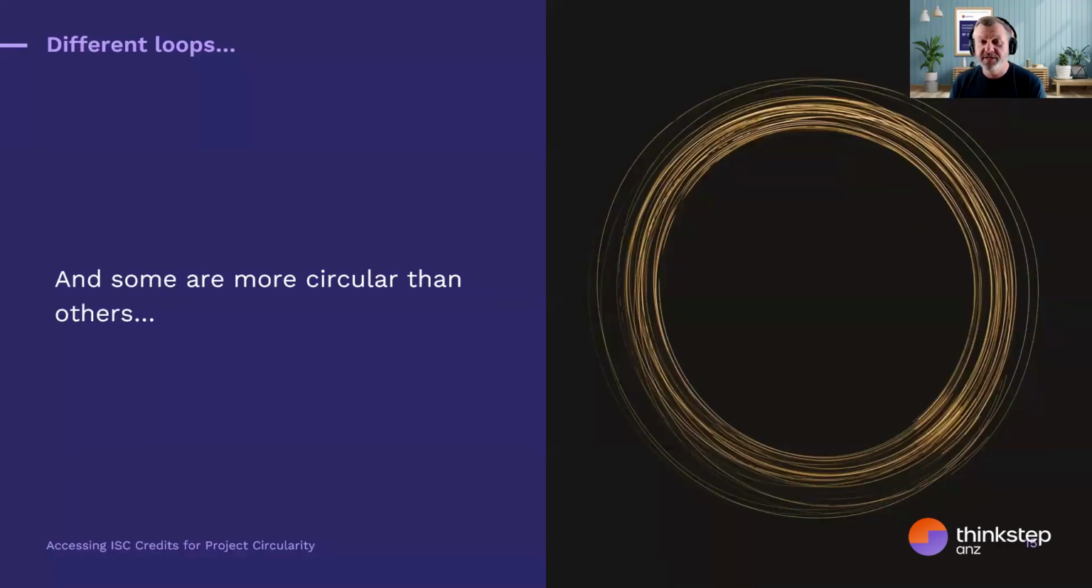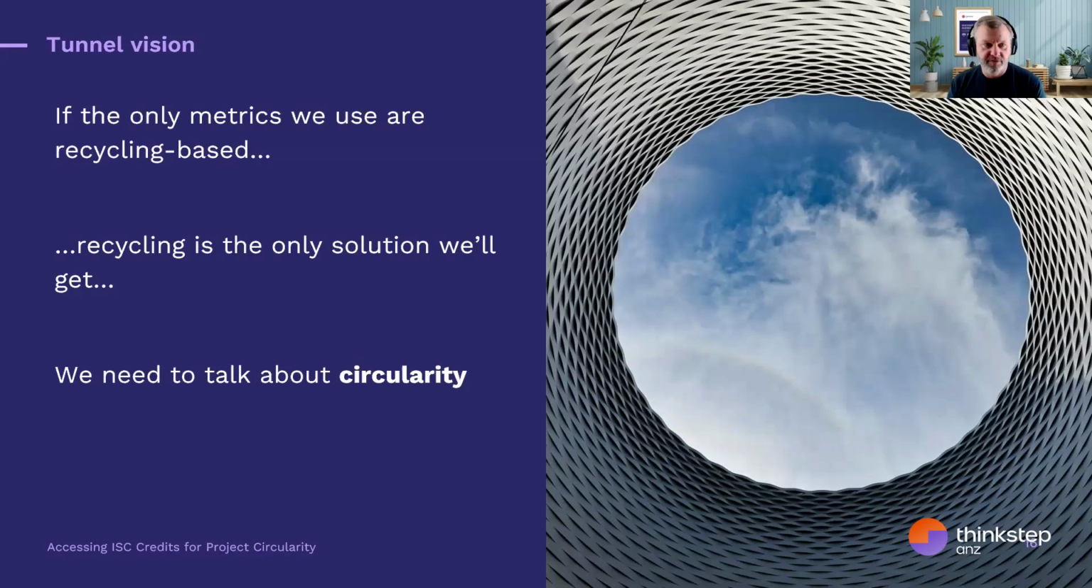Within that, there are some circular approaches that are also more circular than others, and we need a way of being able to elevate and reflect that within circularity metrics. We also have the danger of tunnel vision. One of the things we've seen is, because we have already well-established recycling-based metrics, if those are the only metrics we use and use to communicate, then recycling will tend to be the only solution that we get. So we need to start changing the way we talk about the circular economy and using circularity metrics as a way of communicating.